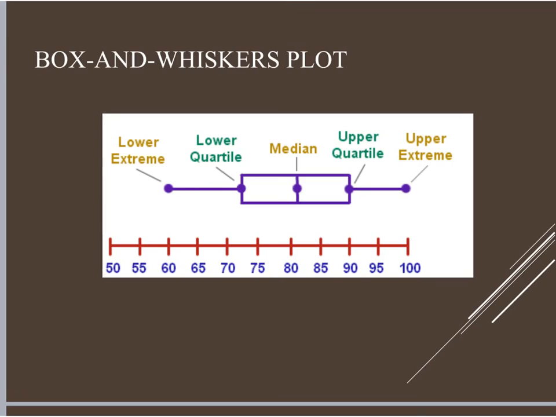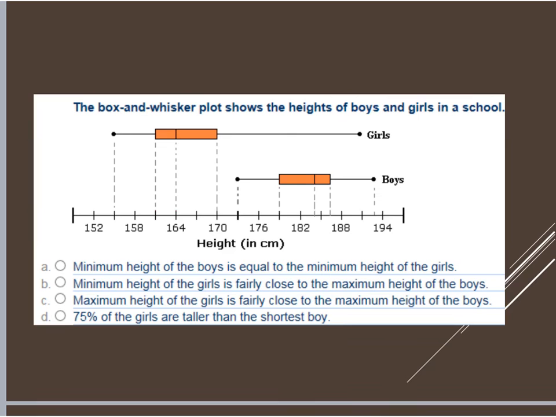This is just another quick picture. Your minimums sometimes might be referred to as a lower extreme, likewise your upper might be the upper extreme. Again, we have our lower quartiles, upper quartiles, and that median right there in the middle. So if we look at an example here, it says we have a box and whisker plot that shows the heights of boys and girls in school. And it looks like we have some questions here, and we have to find out which one best goes with this set of data.